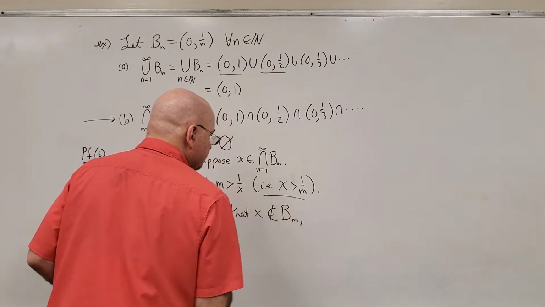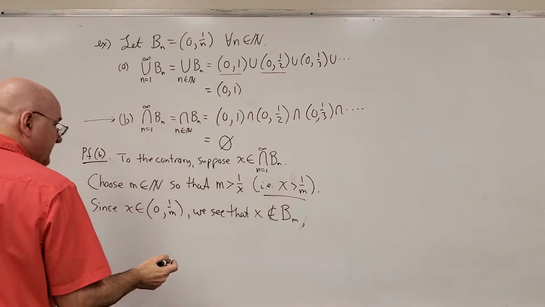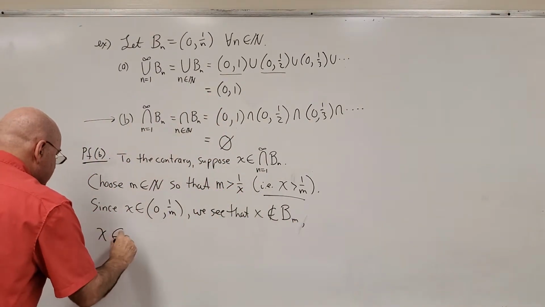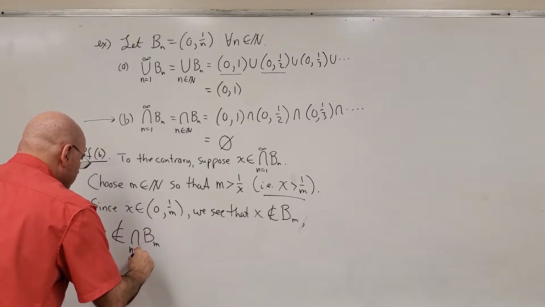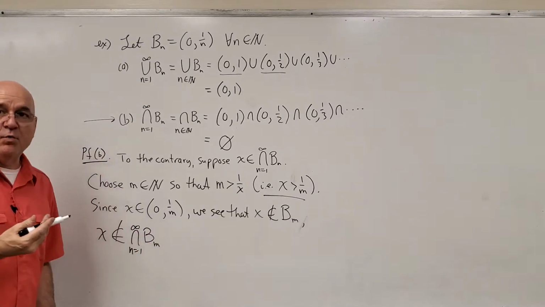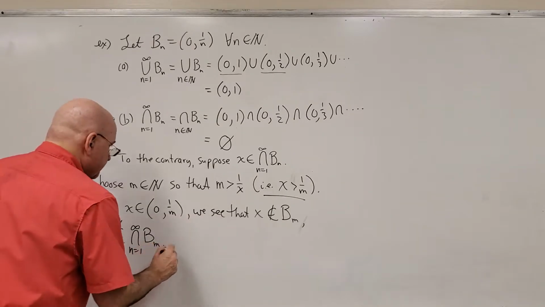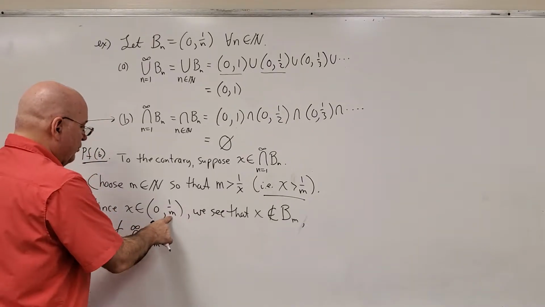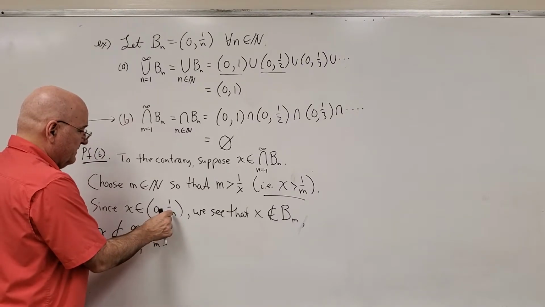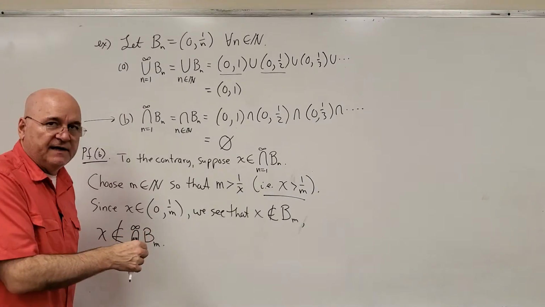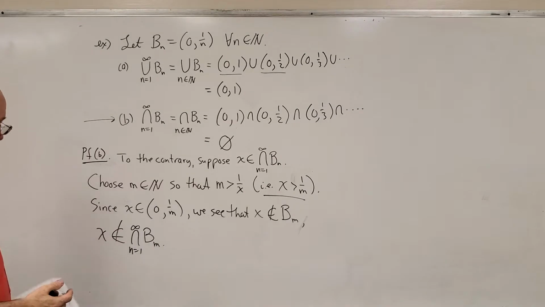Now I'm going to put a comma there instead of a period. If it's not in b sub m, that means that x is not in the intersection of the b_m's, because we found one of the sets that it's not a member of. And in fact, if it's not in 1 over m, then if you take 1 over 2m or 1 over 3m, shrinking this interval, it's also not in those.